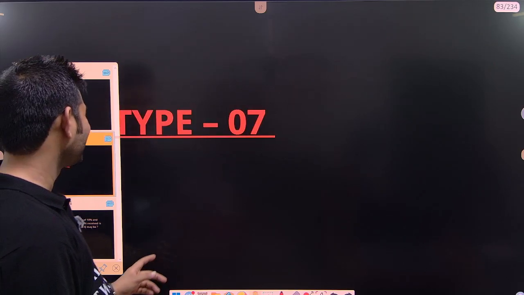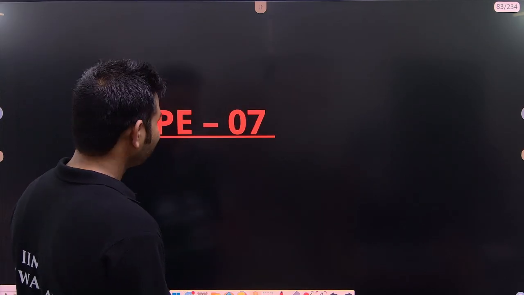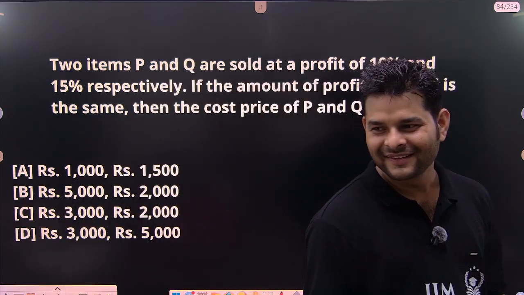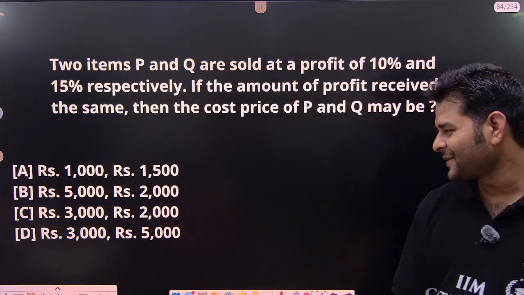Do question number 7, type 7. The last step that we are going to do.